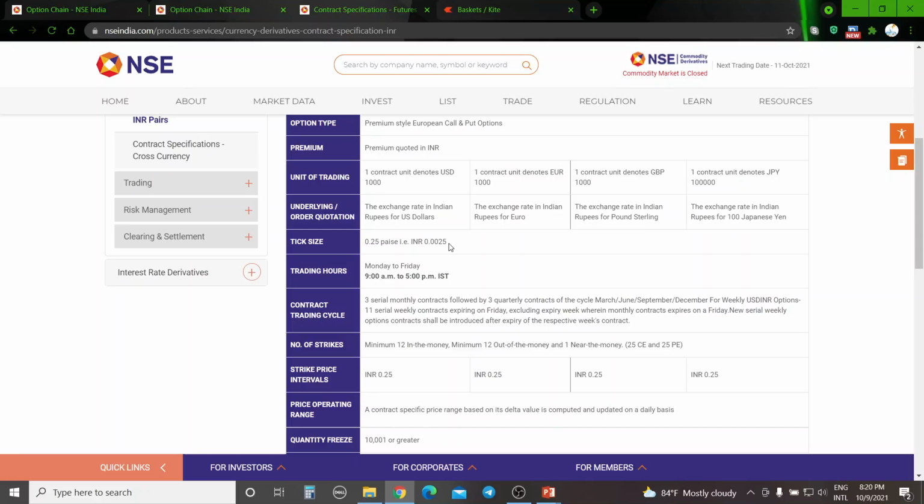For the normal index options it is 5 paisa, 0.05, because we have only 2 decimal points, but for the currencies it is 4 decimal points, so it moves at 0.0025. Okay, and just see the trading hours.